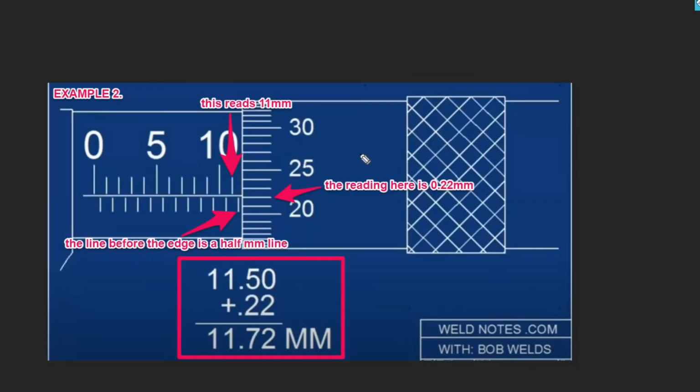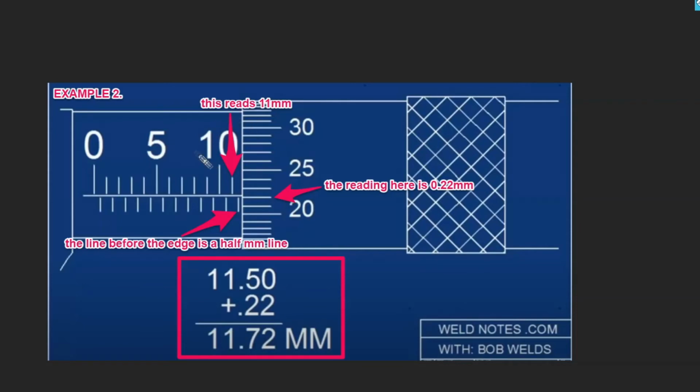Let's take a look at another example. Now this is a different example, and you'll see why. You see, the line before the edge is not 11 millimeters, but as you can see, there's also a half millimeter mark right before the edge of the thimble. So this means the reading right here is not 11 millimeters, but it's rather 11.5 millimeters, or you can also write it as 11.50 millimeters. So remember, we work on this step by step.